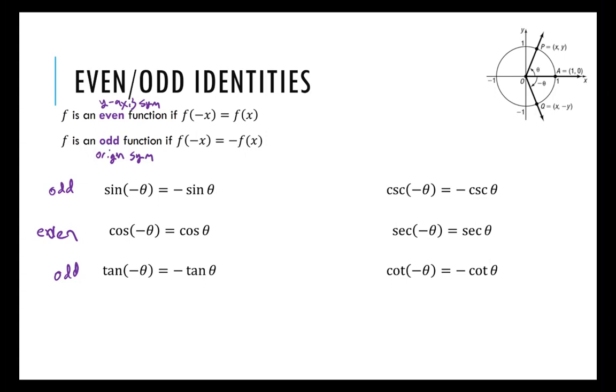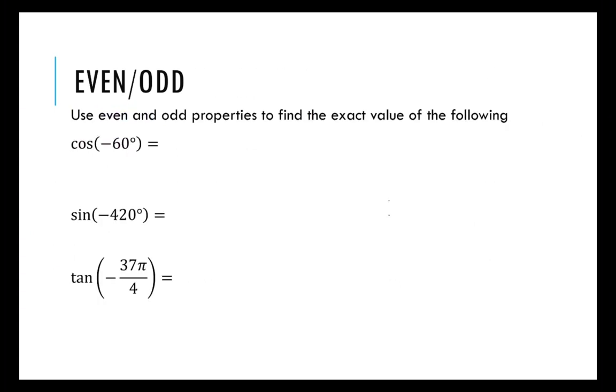If you have negative angles in some of these trig values, they simplify very nicely. For cosine and secant, the negative really can just go away. For the odd functions, you can pull it outside. So let's actually try this.